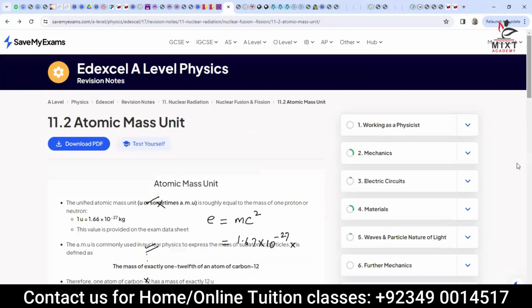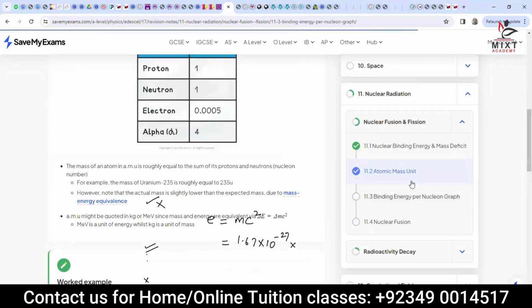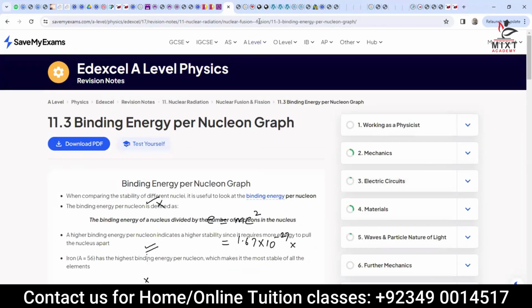Now, the binding energy per nucleon graph. We have done this a few minutes ago. When I say binding energy per nucleon, you divide the total binding energy of the nucleus by the number of nucleons in the nucleus. So basically, this is the binding energy per nucleon graph that we have.